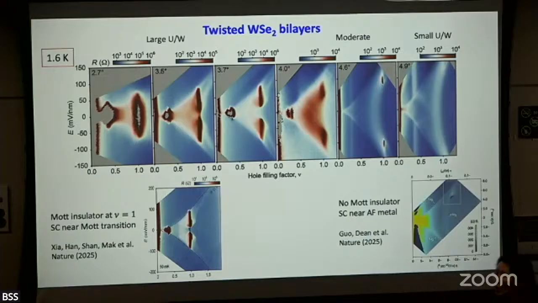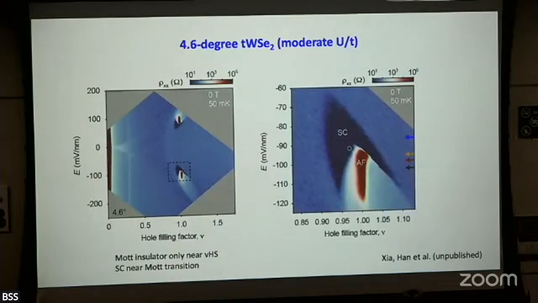So maybe I just flash some results, in one or two minutes. Indeed, we find superconductivity. If you zoom into this superconducting regime here, you have some kind of doped insulating state, and then this superconductor wrapped around it. And the highest TC actually occurs right at the boundary, where you have the Mott transition.